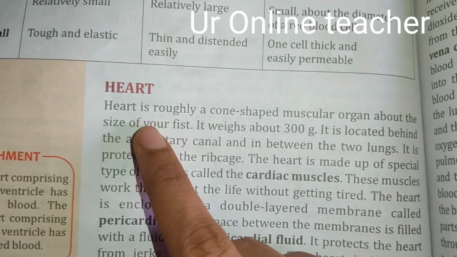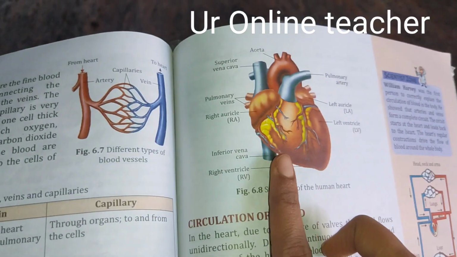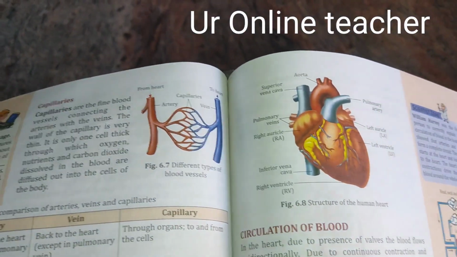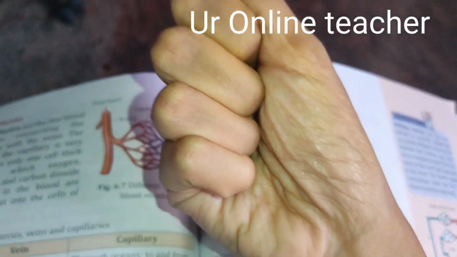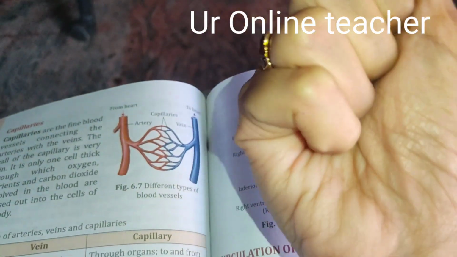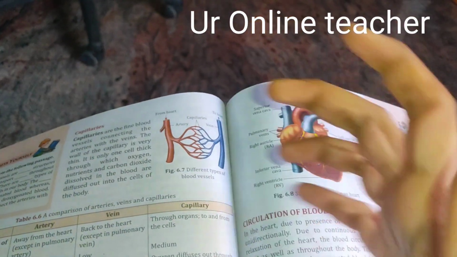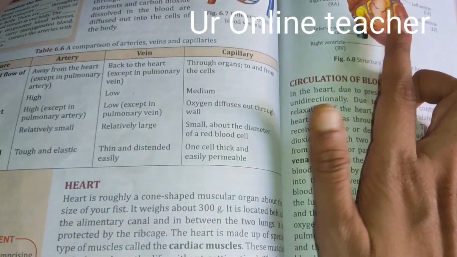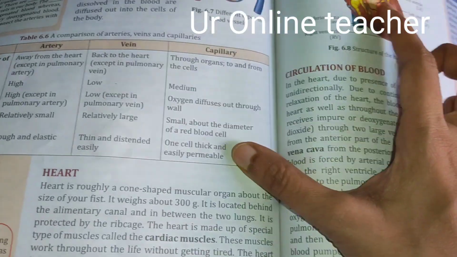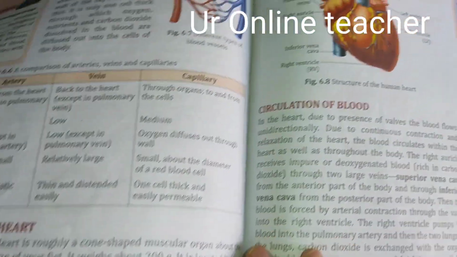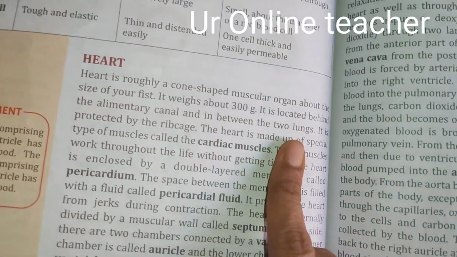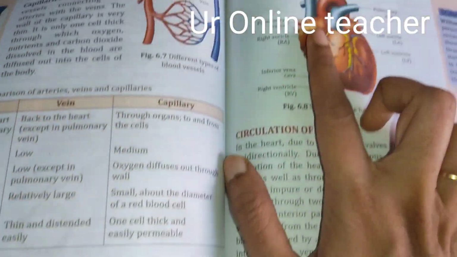Next is the heart. The heart is actually a cone shaped muscular organ about the size of our fist. So our heart will be the size of our fist, and it normally weighs about 300 grams. It is located behind the alimentary canal and in between the two lungs, and it is protected by the rib cage.